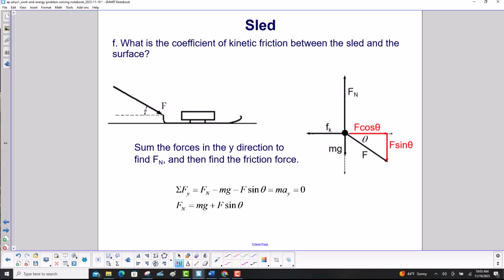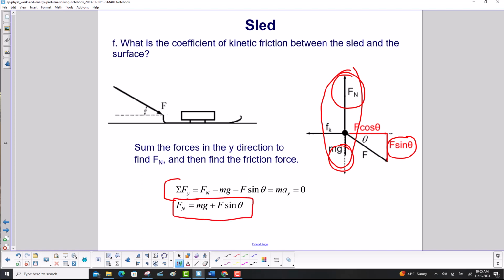What is the coefficient of kinetic friction between the sled and the surface? This time we're going to sum the forces in the y direction to find the normal force and then find the friction force. So the sum of the forces in the y direction are the normal, in the up direction, so that's positive, mg is down, so that's negative, and F sine theta is also down, so that's negative. That will equal m a sub y, and that's equal to 0 as the sled isn't moving up and down. So here's our normal force: mg plus F sine theta.